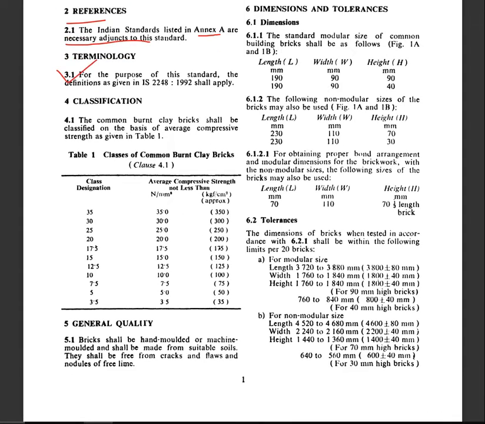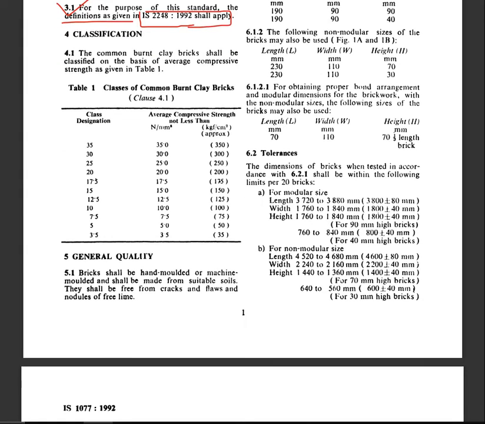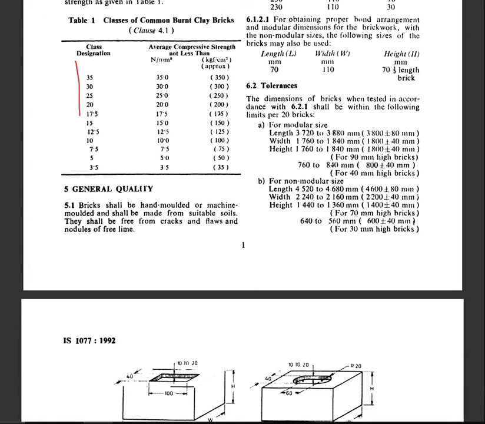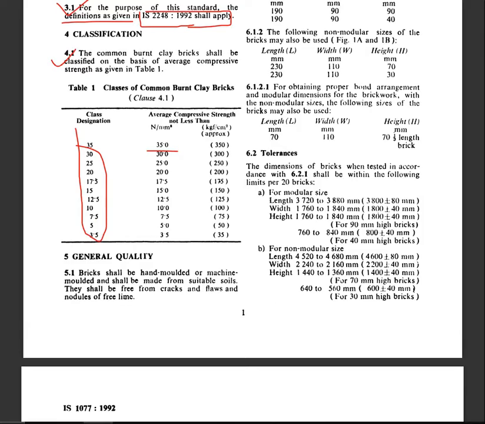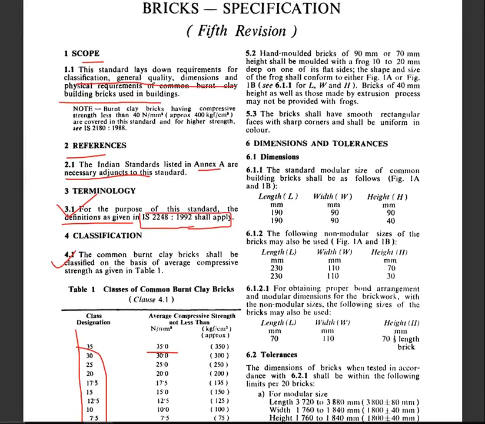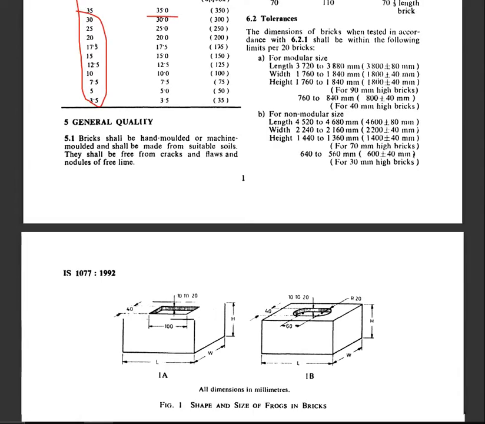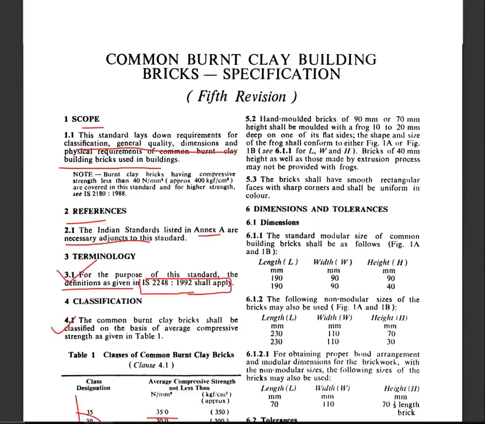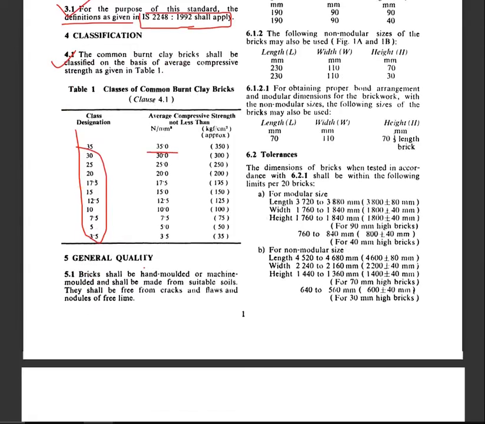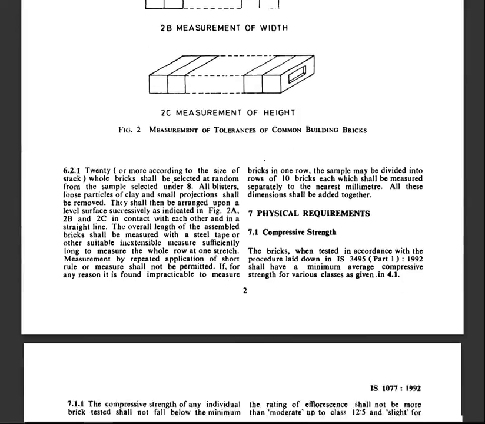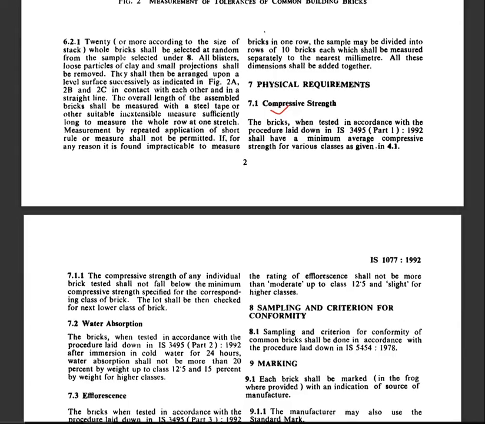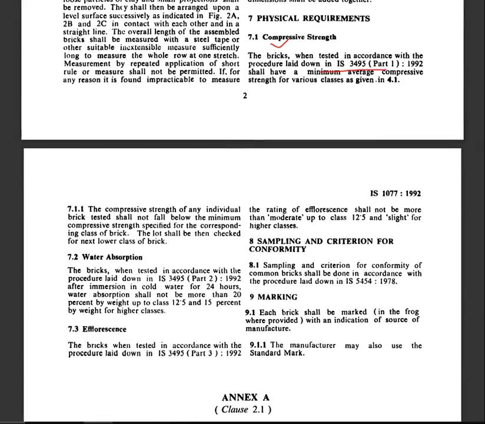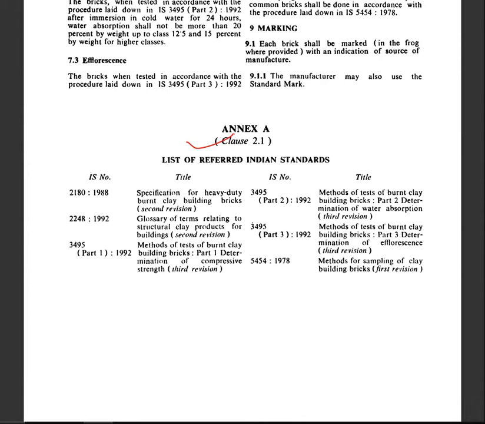Now terminology: for the purpose of this standard, the definitions of IS 2248 1992 shall apply. That is classification. This is the class designation, strength 3.5, that is IS 3495. These are the general quality of bricks, the dimension here also, and this is the tolerance, and this is the physical requirement. This is IS 3495 also, and this is Annex 1.